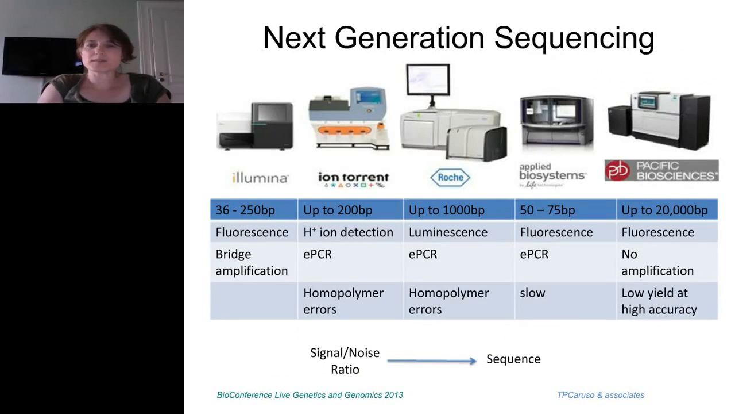Now, I'm not going to spend a lot of time on the next generation sequencing instruments. There is a whole variety of them. The two most commonly used for panels that I mentioned before are Illumina and Ion Torrent.